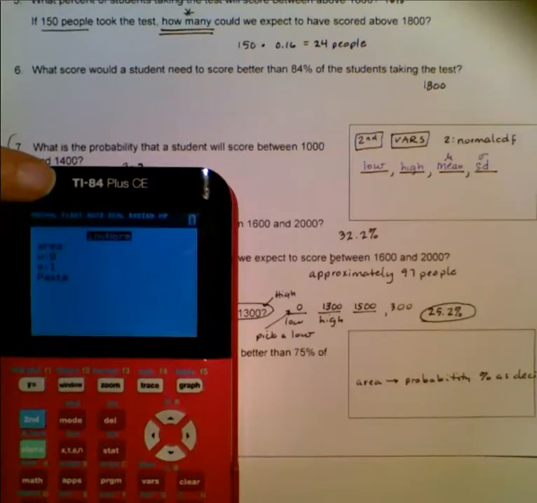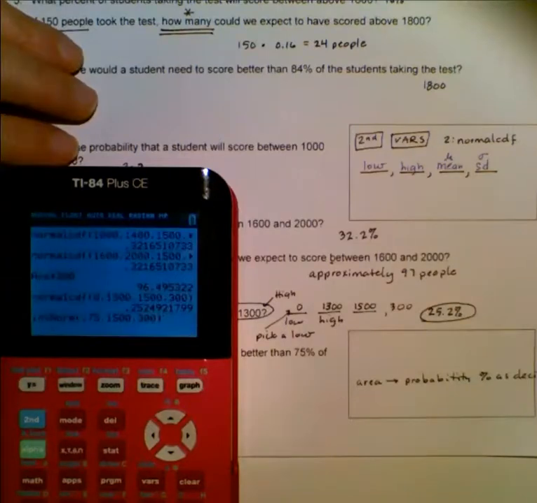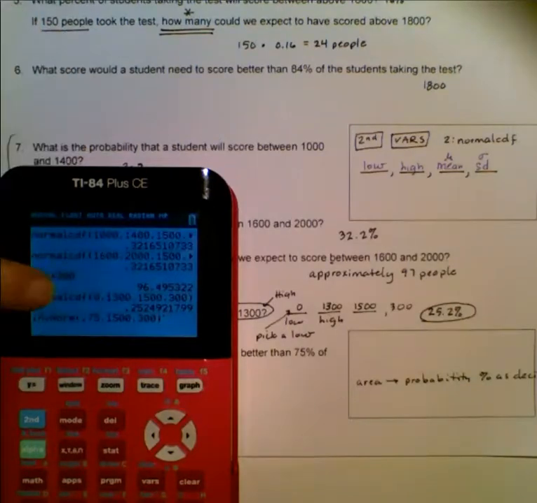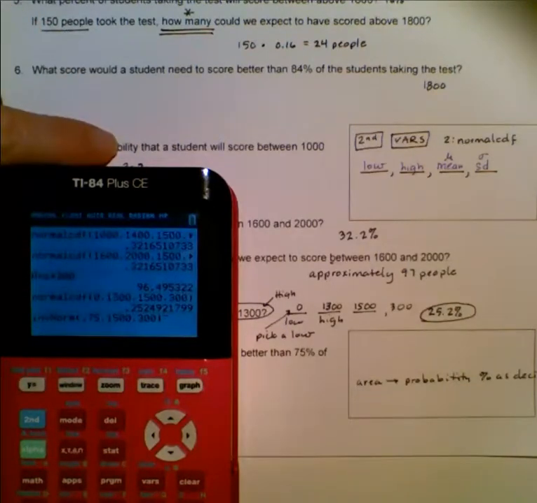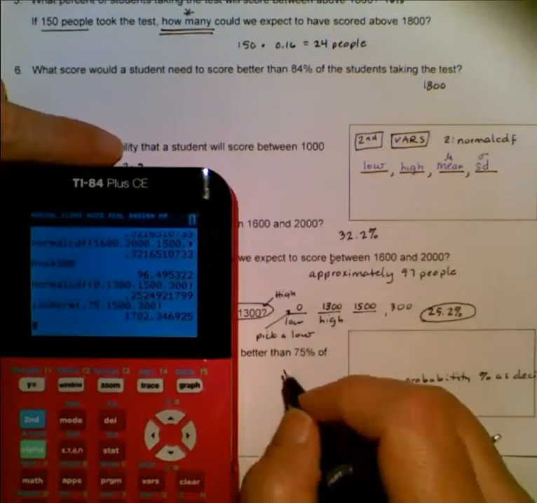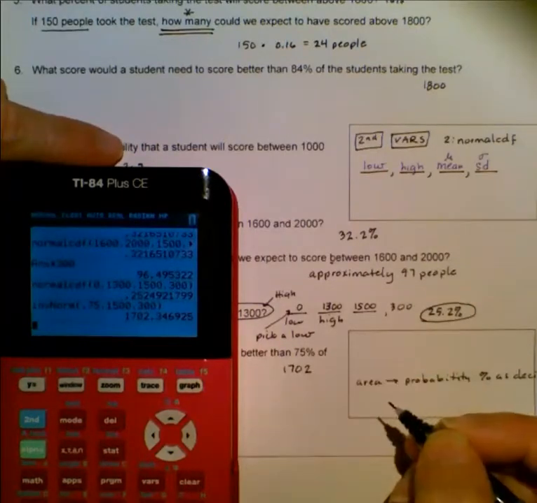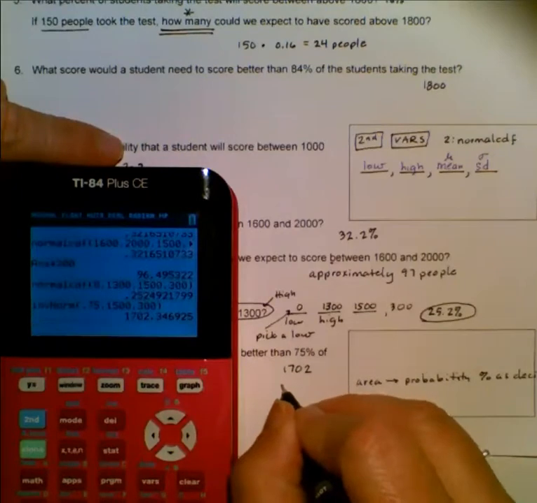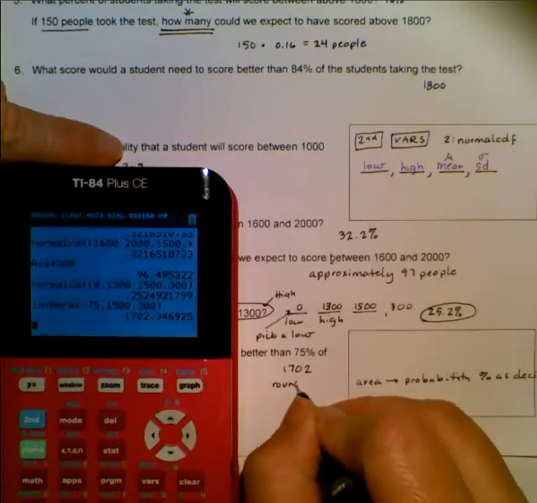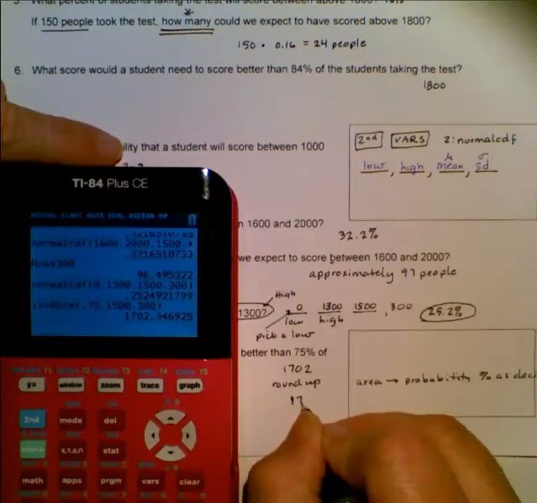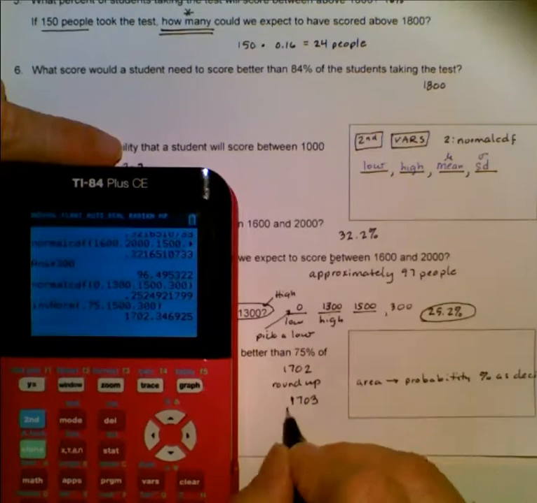So that means for this one we're going to put in 0.75. Our mean was 1500. Our standard deviation was 300. And again, if you don't have the little helper, you're just going to put those in with commas. And so it's saying our score should be about 1702, or a little bit higher. So maybe we want to round up and say 1703 because we can't get a decimal score.